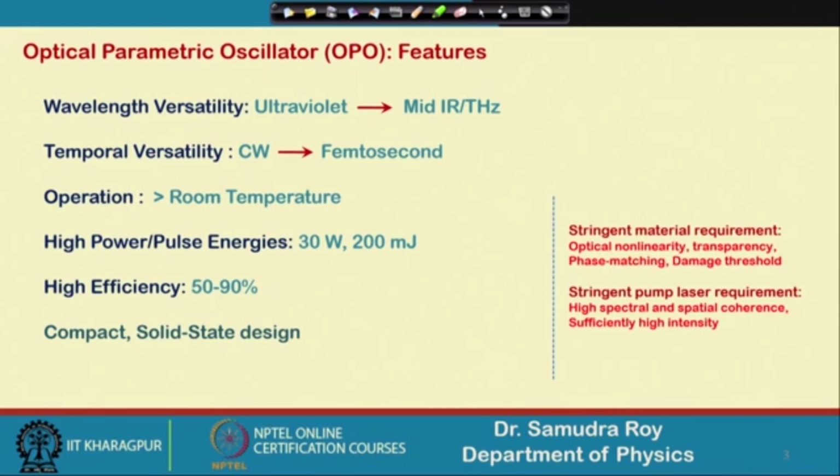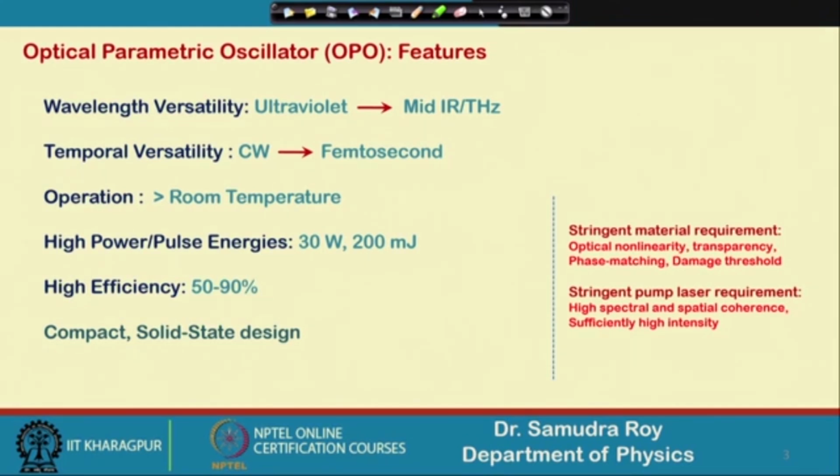Well, the optical parametric oscillator has some important features that let me describe very briefly. It has wavelength versatility, so you can generate ultraviolet to mid IR range wavelengths. In terms of frequency, it reaches the terahertz limit if I generate in the mid IR. So, a wide range of wavelengths one can generate, and it depends on the material.